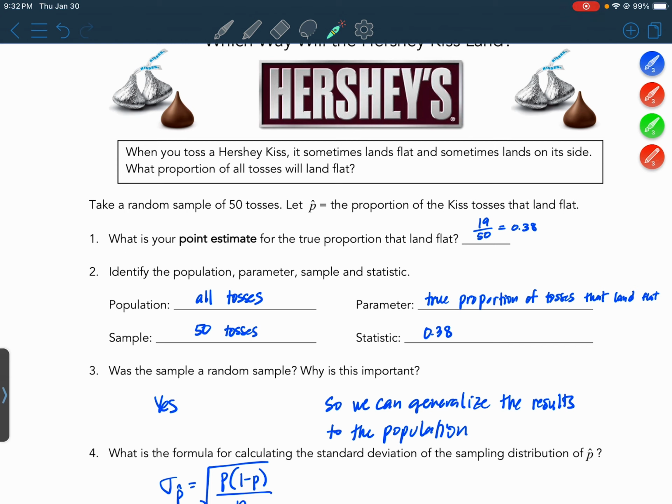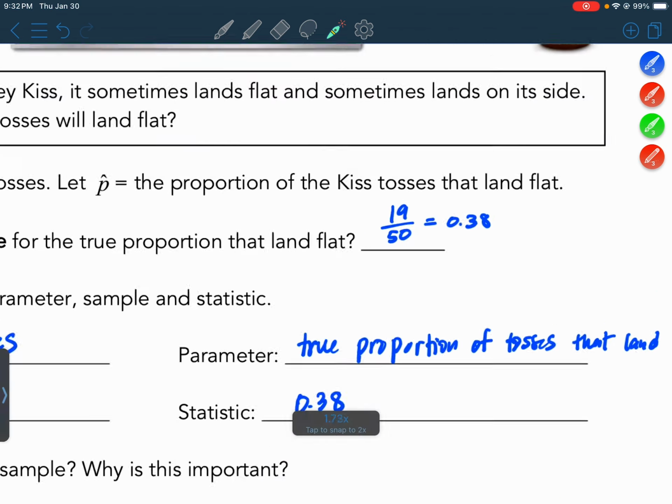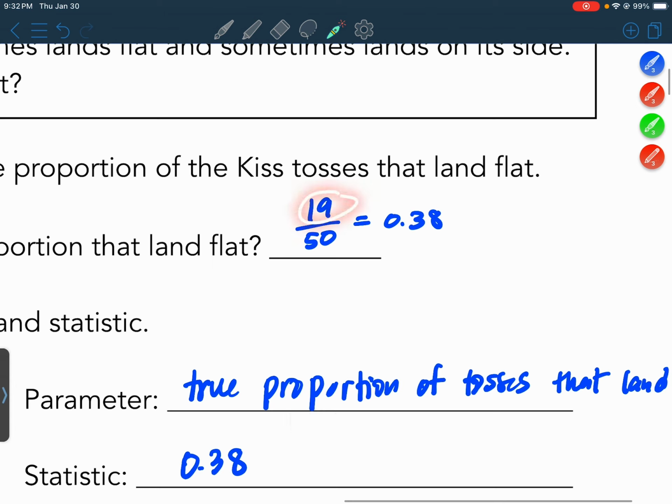In question number one, our point estimate is essentially just the fraction or the percentage of our tosses that landed flat. So for me, that was 19 out of 50, or 38%. Of course, for you, it'll be slightly different. But the one thing that I want to make sure that we all do here is we add on the notation for this value. So this is a sample proportion, so we should be labeling it with the notation p hat.